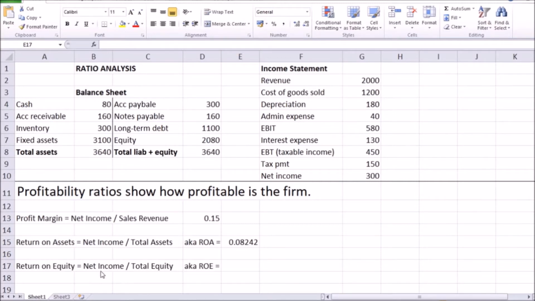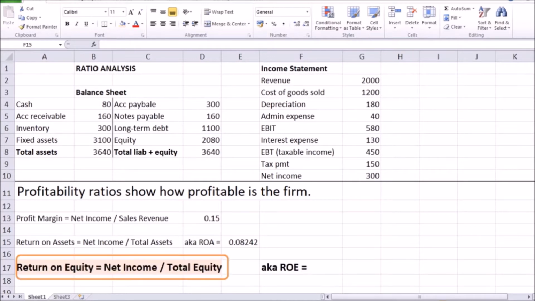And the last ratio in this category is going to be return on equity. This is also a very common ratio to look at, so it has its own acronym, ROE. Within this category of profitability ratios, if I were to highlight only one of them, I would highlight the return on equity, which in our example is again equal to the ratio of this net income, 300 million, divided by the total equity on the right side of the balance sheet, giving us a ratio of 14.4% or 0.144.